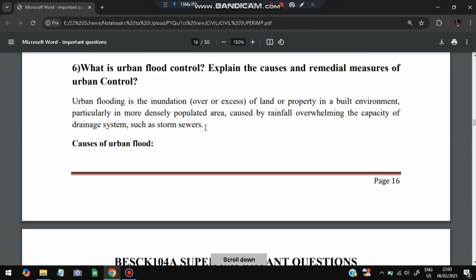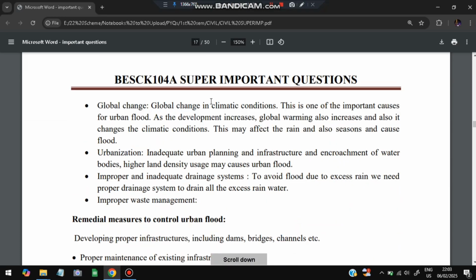The next important question is: what is urban flood control? Explain the causes and remedial measures of urban flooding. Urban flooding is when a flood comes in a city, caused by rainfall overwhelming the capacity of the drainage system, such as storm sewers. So what are the causes of urban flood? First is global change due to global warming. Second is urbanization, inadequate urban planning and infrastructure, planning a city very poorly so that if even something small comes, it will cause a major effect.